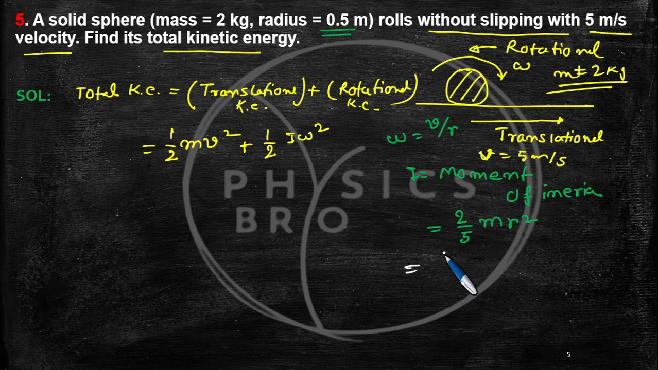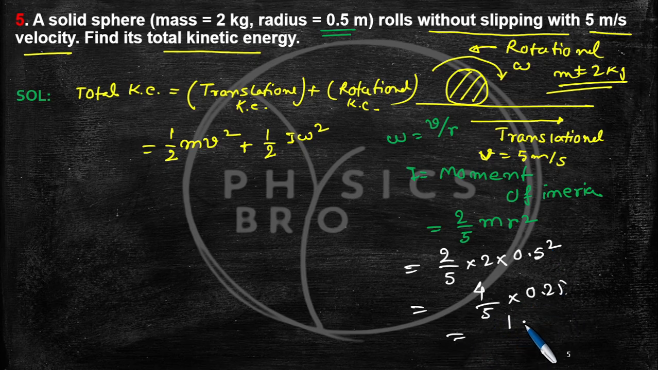So this gives us 2 by 5, m is 2, and r square, that is 0.5 square. So this gives 4 by 5 into 0.25, which is nothing but 1 by 5. The value of I is 1 by 5. Now omega equals v by r. V is 5 and r is 0.5. So omega is nothing but 10. Value of omega is 10 and I is 1 by 5.